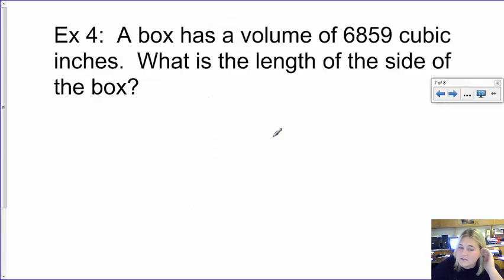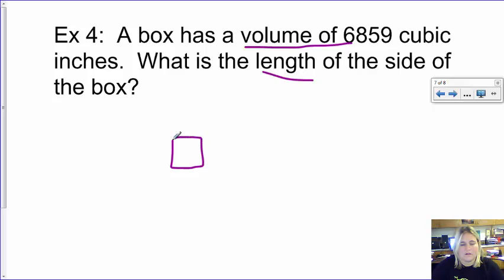Okay, last example here. It says a box has a volume of 6,859 cubic inches. What is the length of the side of the box? So I have the volume and I want to know the length. This box, which they don't actually say, is a cube, and there's something important that we need to know about a cube in order to solve this problem, and that is that the length, the width, and the height are all the same length. So I know that the length is x, the width is x, and the height is x because they're all the same, and when they're all the same I want to use the same variable.